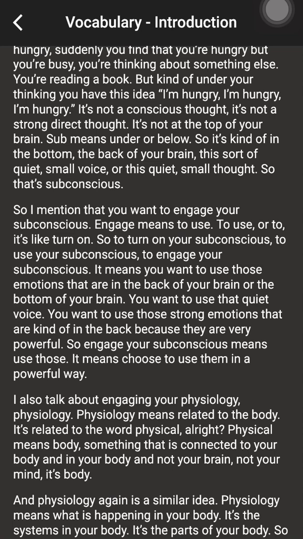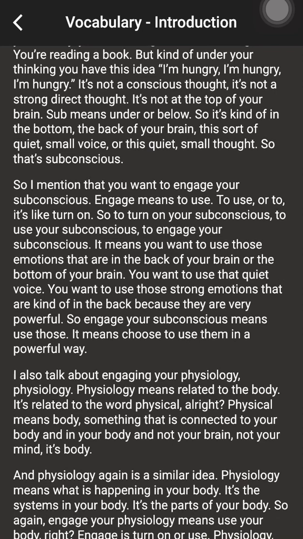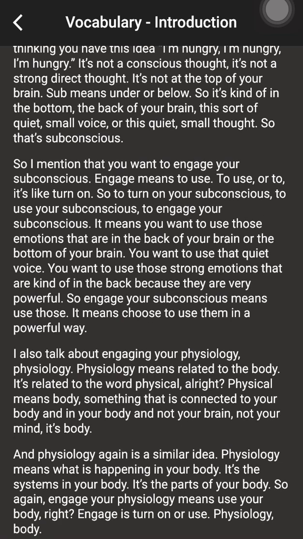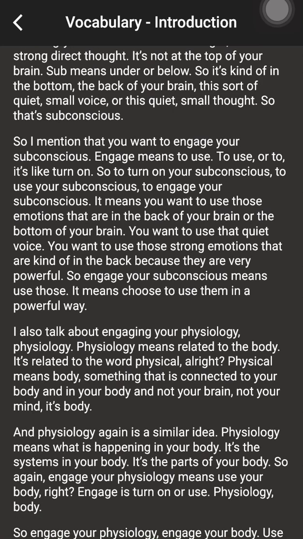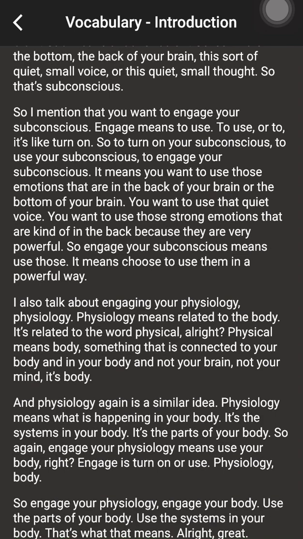Engage means to use, or it is like turn on. So to turn on your subconscious, to use your subconscious, to engage your subconscious, it means you want to use those emotions that are in the back of your brain or the bottom of your brain. You want to use that quiet voice. You want to use those strong emotions that are kind of in the back because they're very powerful. So engage your subconscious means use those. It means choose to use them in a powerful way.